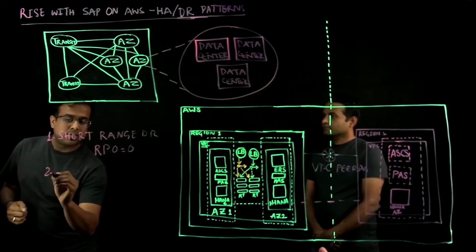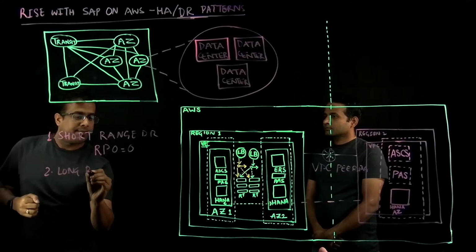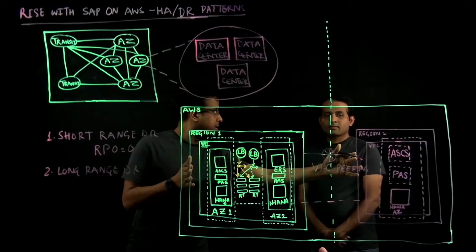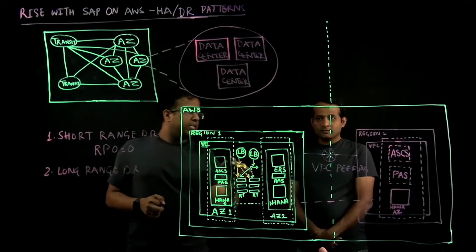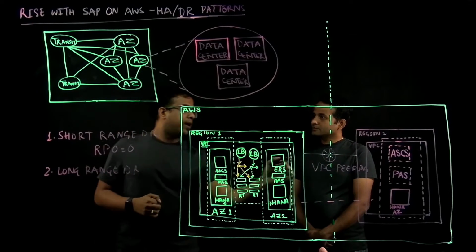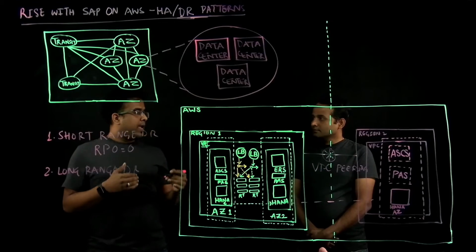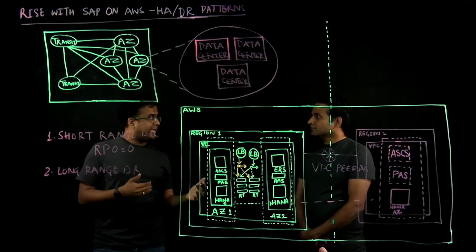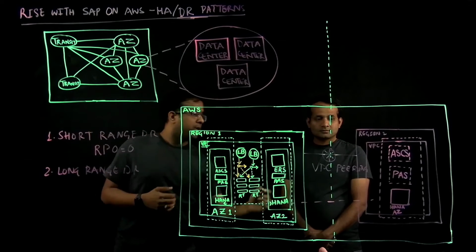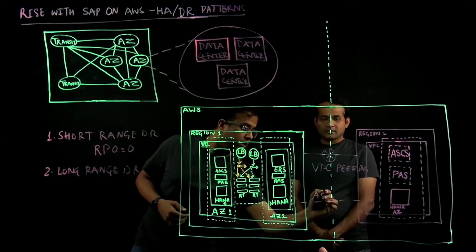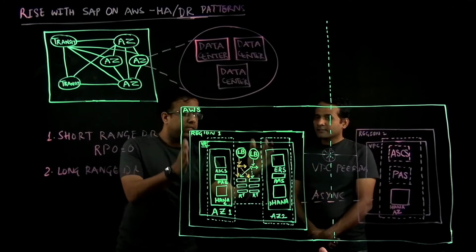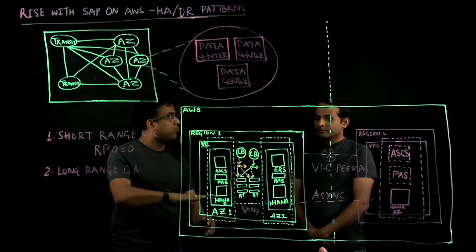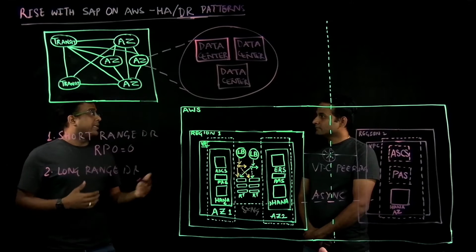The second option is long range DR. Long range DR spans across two different regions. These two regions in the RISE construct are connected using VPC peering. And the second region will have a standby node for application and database. The HANA database in this case will be running in asynchronous mode across the regions. And within the region, as part of short range DR, it normally runs in synchronous mode. That's how we are able to achieve RPO 0 in the case of short range DR.